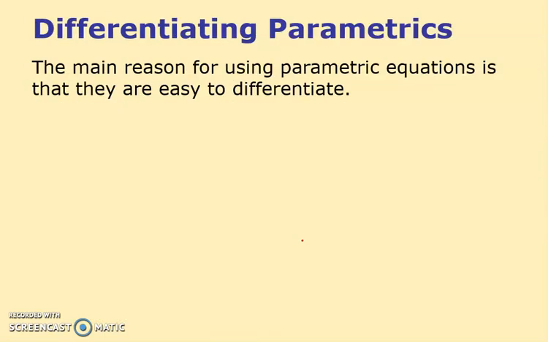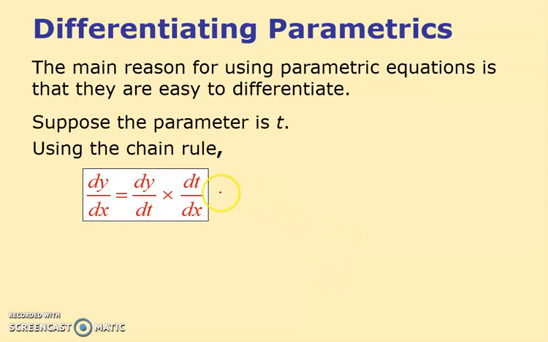So hopefully you understood that. Now this is definitely new. We've not done this before. One of the reasons for doing parametrics is because it makes differentiation of certain types of functions easier. Not always, sometimes it's harder, but there are times where it's definitely better using parametric equations. So suppose the parameter is t. This is the chain rule. We've seen this chain rule before, but we've tended to use it on examples like this.